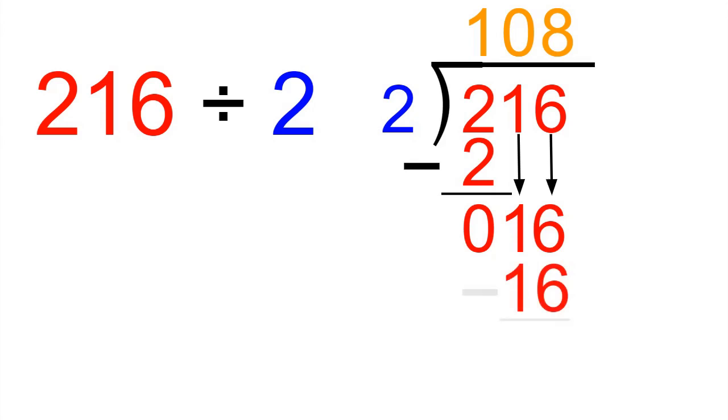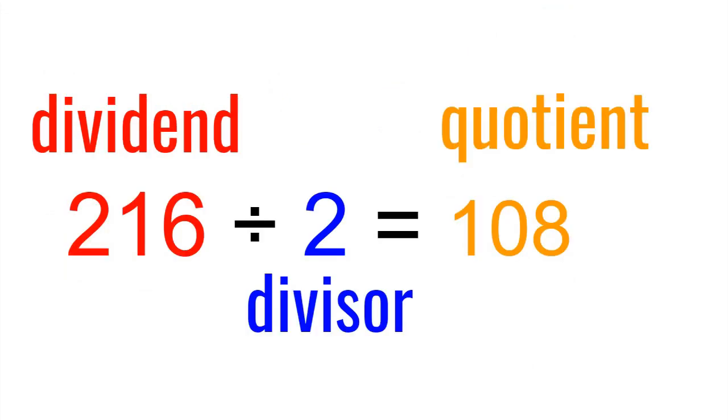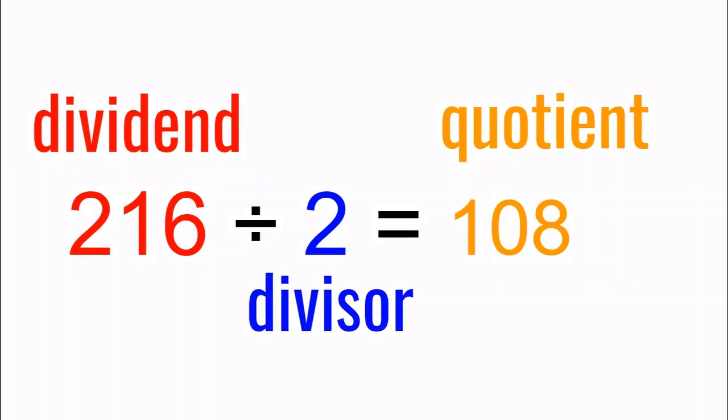Now from here, we simply subtract them, and we're left with a remainder of 0, which means we have no remainder at all. So whenever our remainder is 0, you do not need to write R. We can just leave it as whatever answer we get. So in this example, our answer is 108. So this gives us 216 divided by 2 equals 108, where 216 is our dividend, 2 is our divisor, and 108 is our quotient.